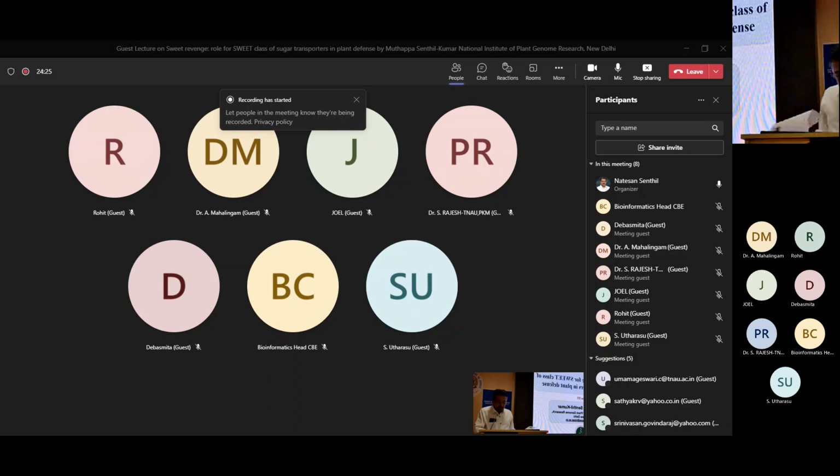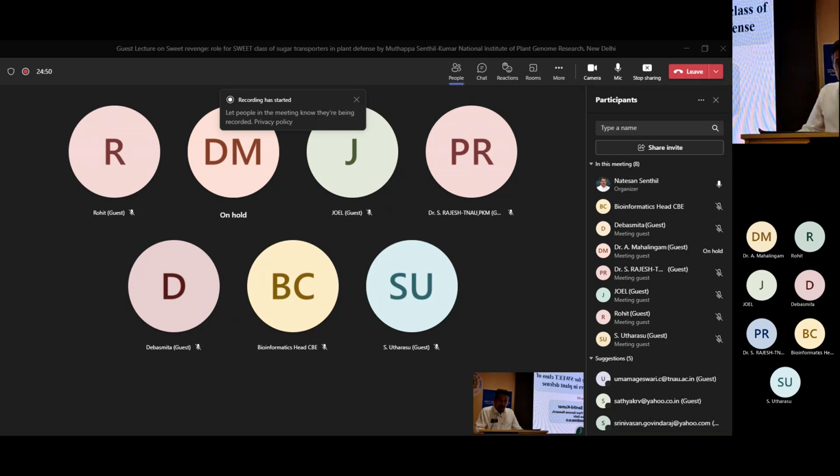So he has a lot of DBT sponsored projects, and his lab is working mainly on the origins of many of the defense mechanisms, non-host resistance in plants against pathogens. He was earlier working on the Arabidopsis model system, Arabidopsis thaliana. Now he is introducing those techniques into the plant system.